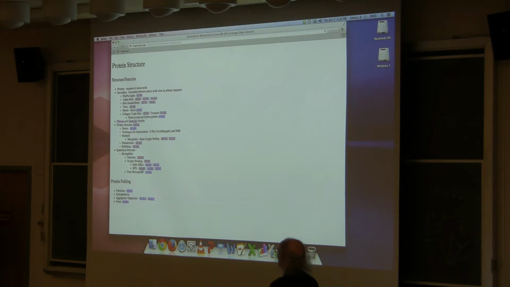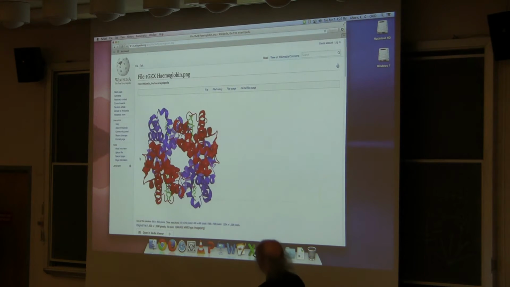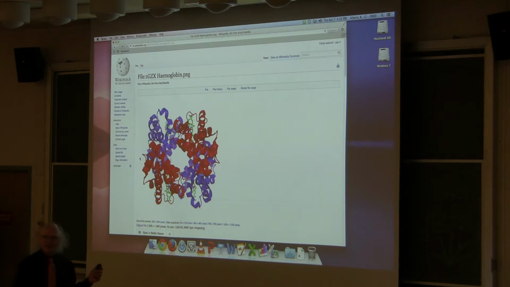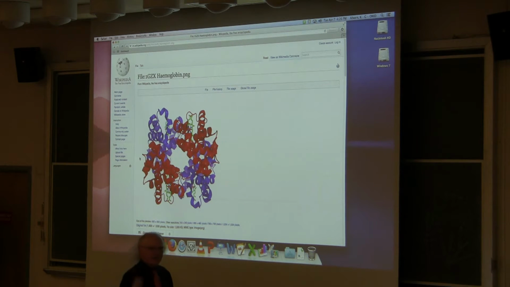Okay? I want to come back to the structure of hemoglobin. I meant to mention this earlier. If you look at the structure of hemoglobin, you'll see that hemoglobin looks like a donut, right? It's got a hole in the middle. And the hole in the middle of this donut is very critical for the function of hemoglobin.